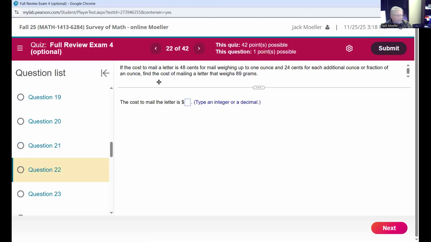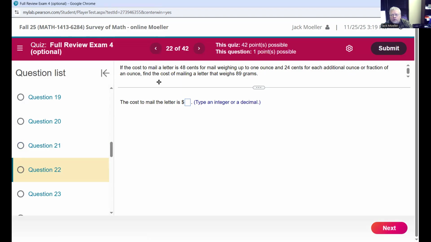Okay, here's a word problem. When you get into these word problems, you're getting towards the end of chapter 9 material. If the cost to mail a letter is 48 cents for mail weighing up to 1 ounce and 24 cents for each additional ounce or fraction, find the cost of mailing a letter that weighs 89 grams.